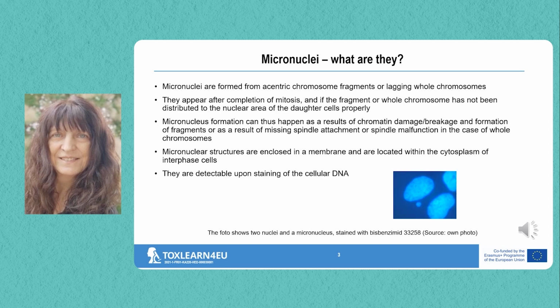Micronuclei, what are they? Micronuclei are formed from acentric chromosome fragments or lagging whole chromosomes. They appear after completion of mitosis, if the fragment or whole chromosome has not been distributed to the nuclear area of the daughter cells properly. Micronucleus formation can thus happen as a result of chromatin damage or breakage in formation of fragments, or as a result of missing spindle attachment or spindle malfunction in the case of whole chromosomes.